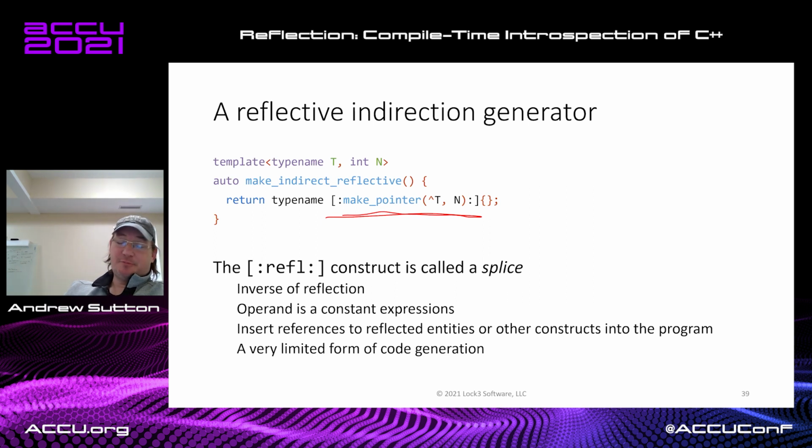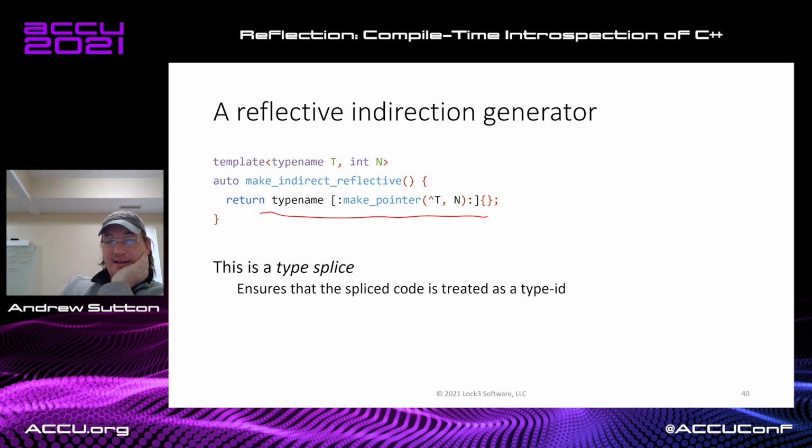Okay, so splices, back to this talk here. Splices lets you insert references to reflections back into your program. Technically, the entire thing is called a type splice. It turns out that splices end up being a bit like dependent names, so we have these rules about where you have to add keywords to tell the parser what they are. They work basically exactly the same way that dependent names inside of templates work.